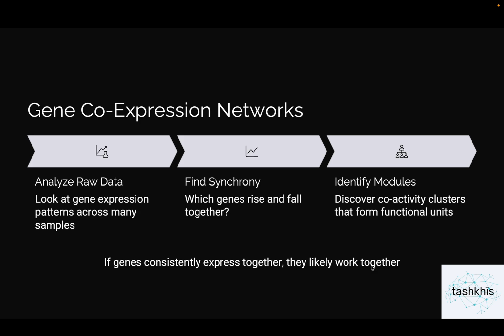Instead of starting with a database, scientists look at the data itself. With this methodology, we look at which genes always rise and fall together across dozens or hundreds of samples, which ones form tight modules of coactivity. The logic is simple. If two genes are consistently expressed together, chances are they're working together, even if you don't know yet how.